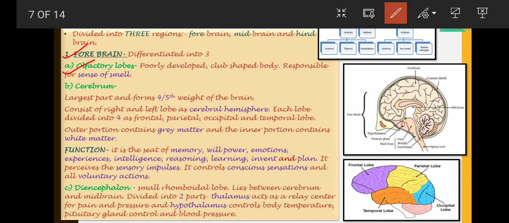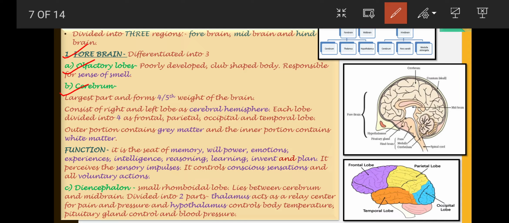They are a pair of poorly developed, cup-shaped, widely separated bodies. They are visible from the ventral surface only. These olfactory lobes are mainly concerned with the sense of smell. The second part of the forebrain is the cerebrum. The cerebrum is the largest part and forms four-fifths of the weight of the brain. It consists of the right and left lobes, termed cerebral hemispheres.